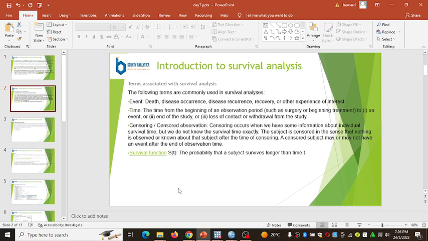So actually, an event in survival analysis refers to an occurrence. This is basically an occurrence or outcome of interest that is being studied. It represents an event or failure that can happen to a subject or individual during a specific time period.